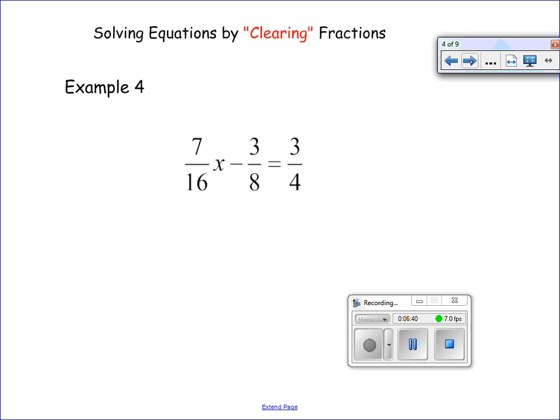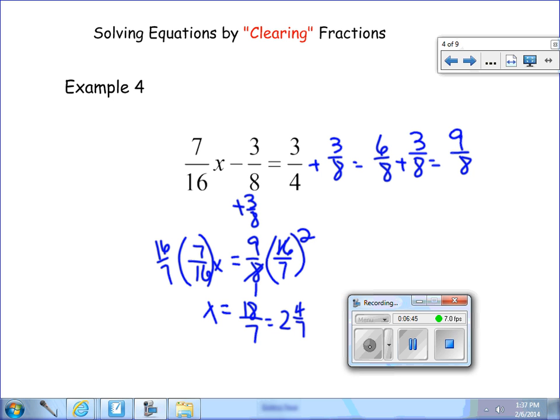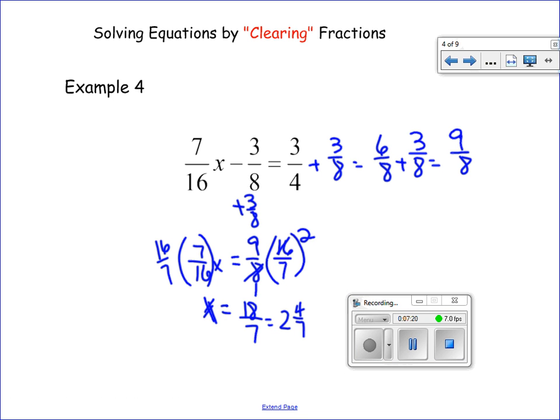In example 4, I'll pause the video, we'll work it out, and check our answer in just a minute. Now, in this one, we are solving an equation by clearing fractions. We'll, of course, move the constant first, so we'll be adding 3/8 to each side. So we will have 3/4 plus 3/8 is equal to 6/8 plus 3/8, which is equal to 9/8. Now we have 7/16 x is equal to 9/8, and we're going to use the multiplicative inverse. 16/7 times each side. We have x is equal to 18/7. Then we simplify that to 2 4/7.